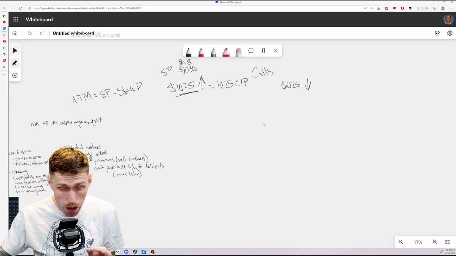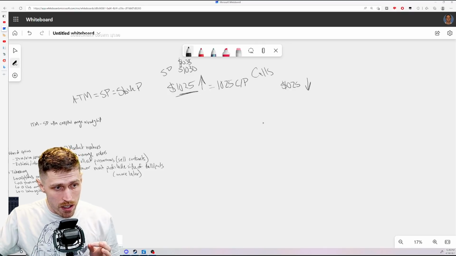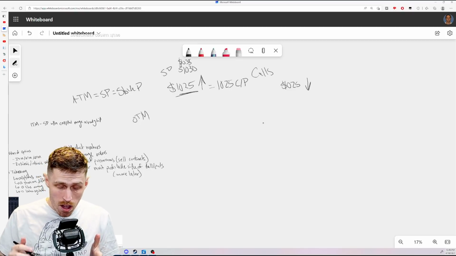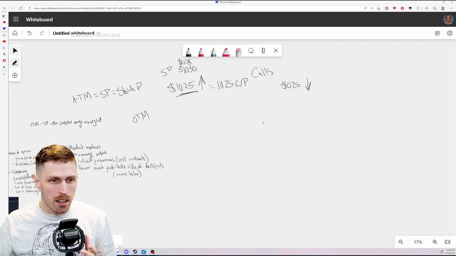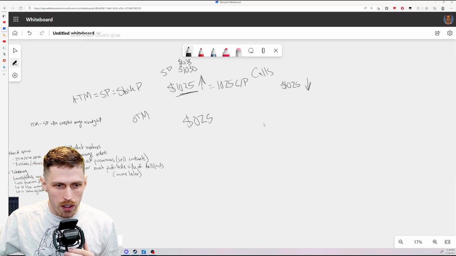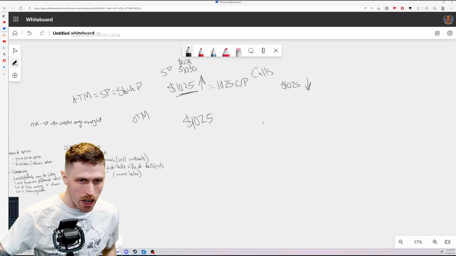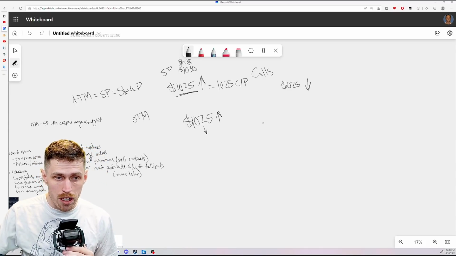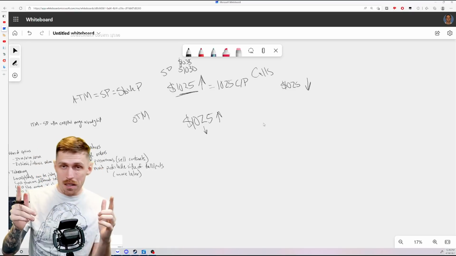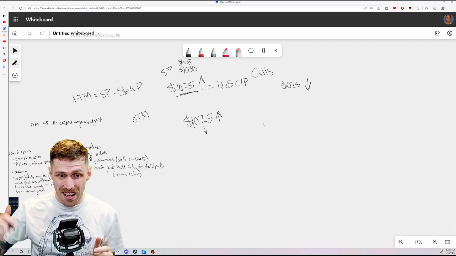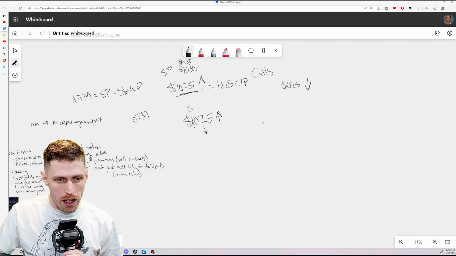Last term is going to be out the money. Out the money is when you have a call or a put that has not yet been hit for the specific stock. So if I was to buy, for example, an out the money call on Tesla, and it's at $1,025, that would mean that the strike price is above the range that has already been hit. Because if you think of it in terms of calls being bullish, if it's at $1,025, it's already hit $1,020, it's already hit $1,015, $1,010. It has not quite yet hit $1,030. This would be considered out the money.